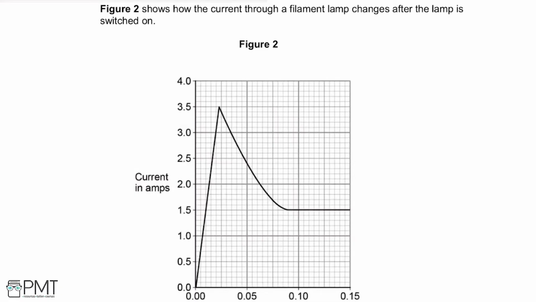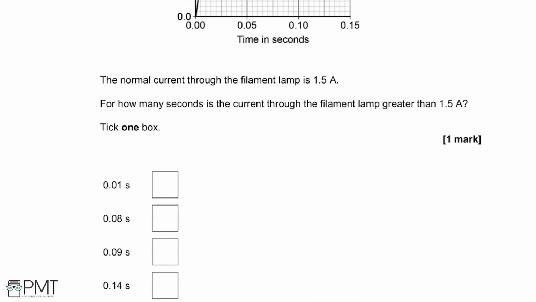Figure 2 shows how the current through a filament lamp changes after the lamp is switched on. The normal current through the filament lamp is 1.5 amps. For how many seconds is the current through the filament lamp greater than 1.5 amps? Tick 1 box, and you can see our options on the screen.